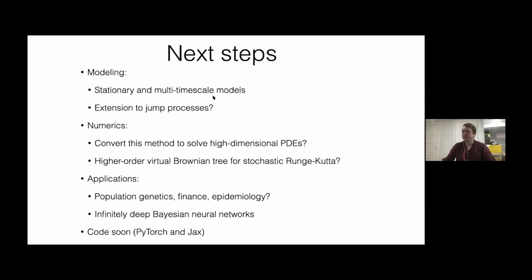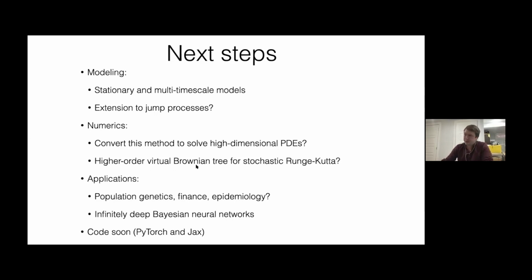So one is, we obviously want to make these stationary. Also, I think it's easy to make multi-timescale models where there's slow dynamics that affect the faster dynamics, and we can maybe skip modeling the fine details in some settings. Also, I bet that we could write almost the exact same paper, but with jump processes, and maybe work out how to have the Brownian tree construction for Poisson processes or something like that. There's also the possibility to convert this method to solving high-dimensional PDEs. I haven't really thought about this. This is something Chen is excited about.